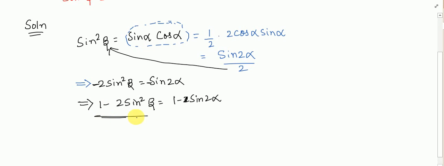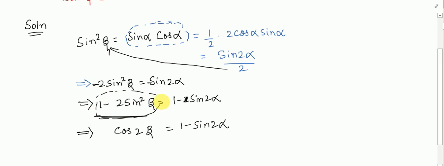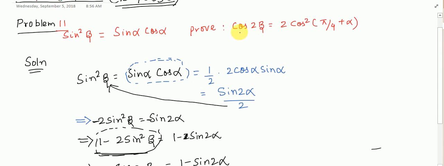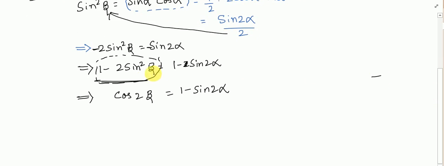So this one looks very familiar. Why did I do this? To get cos 2 beta is equal to 1 minus sine 2 alpha. The basic reason why I did this was that I knew what has to be proved. I had to prove this cos 2 beta in the left hand side. So now if you see this problem, I have found out the left hand side as 1 minus sine 2 alpha.